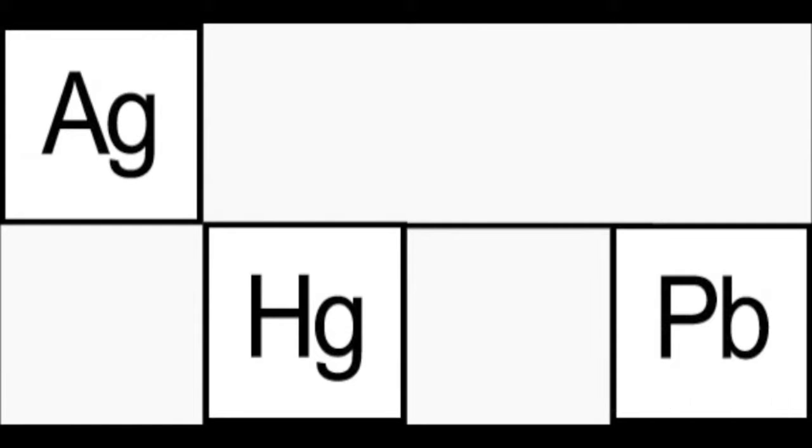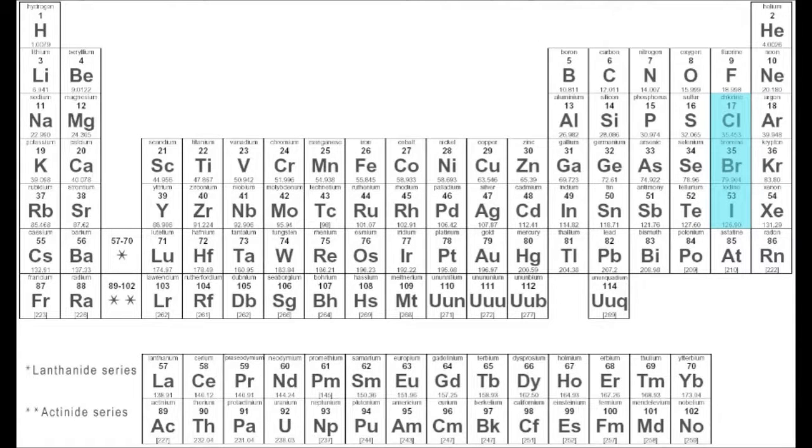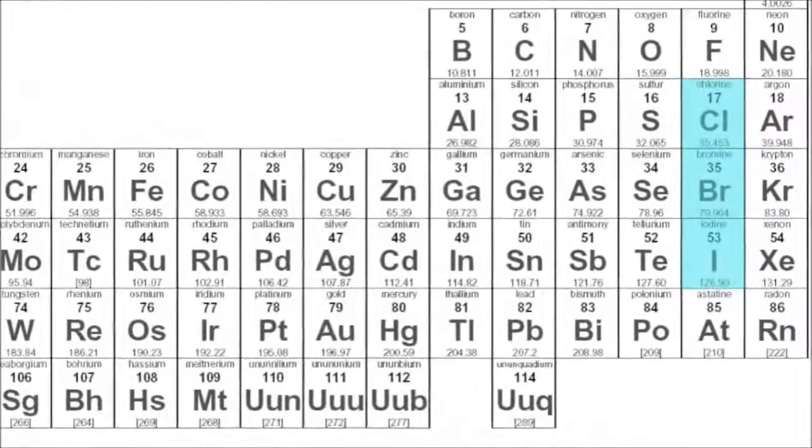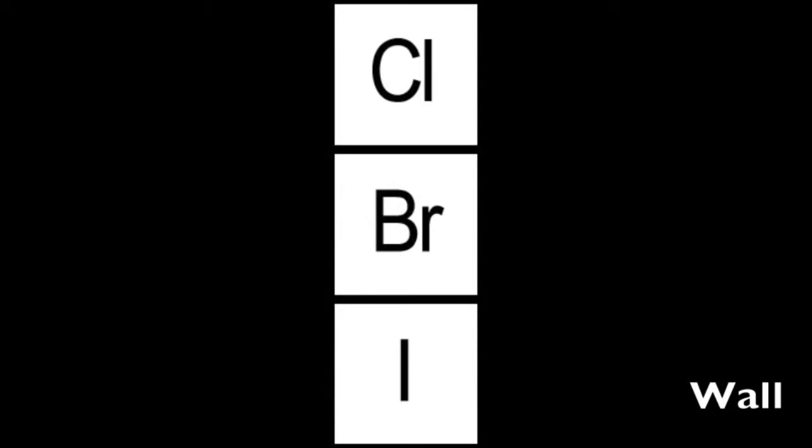These are going to be the exceptions for the inner wall, and the inner wall includes the elements in the halogen section, the middle 3 elements, and these are chloride, bromide, and iodide. These are soluble except when in the presence of a horse, so you can think of a wall that can be run over by a lot of horses.